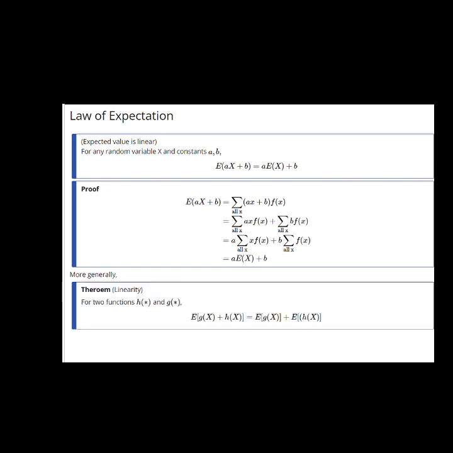What about the second term? B times the sum over all x of f of x. That's the sum of a probability function, which is 1. That becomes b times 1, or just b. By a similar argument, if I have 2 functions, g of x and h of x, then the expected value of the sum is the sum of the expected values. This is important to remember. It'll be easy to remember. It's so musical. The sum of the expected values is identical to the expected value of the sum.